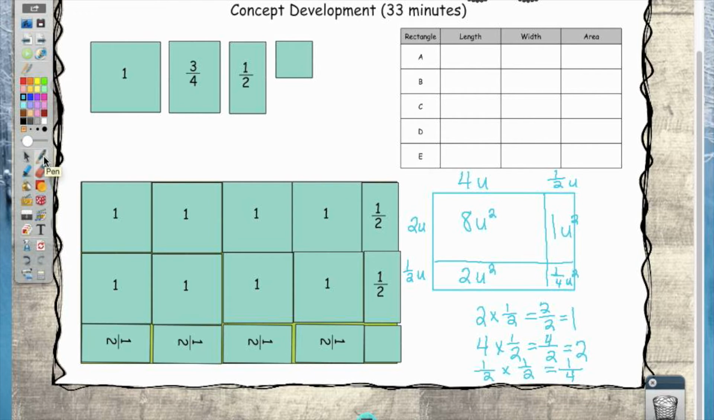So I forgot to write the length. What's the length? 4 plus 1/2. 4 1/2. And the width, 2 plus 1/2. 2 1/2.